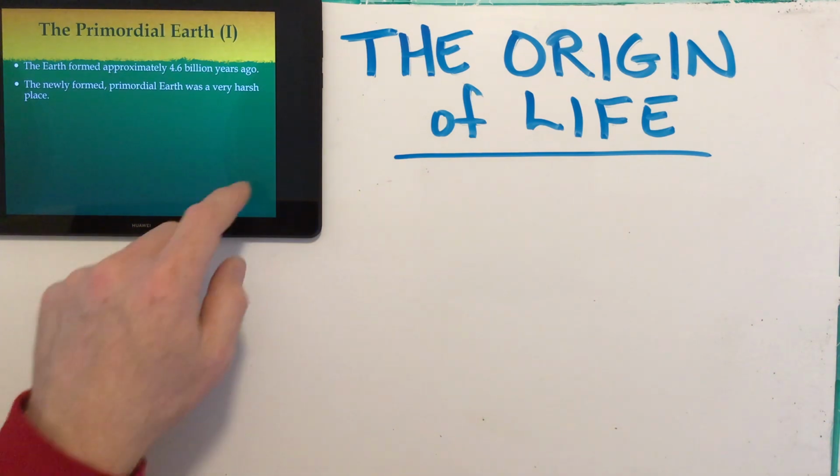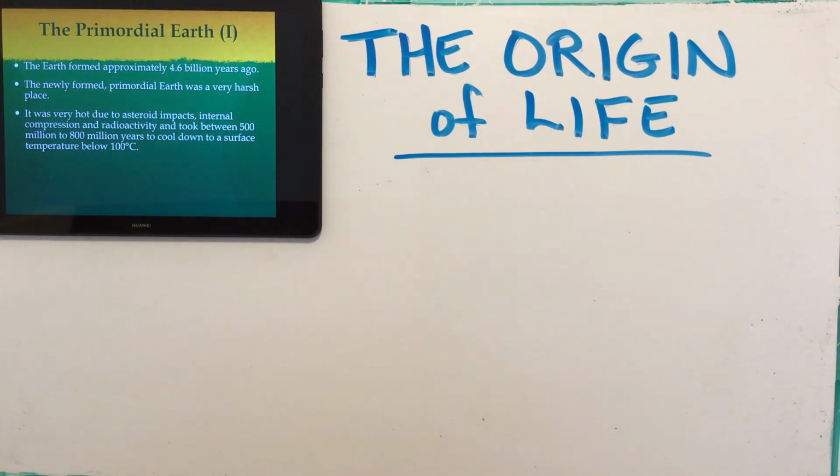So for a long time, there was no life on this planet. When it was newly formed, there was very little of anything that would support life. It was way too hot, way too violent a place. It was so hot because asteroid impacts created a ton of heat, internal compression from all the gravity taking effect on all the molecules that were gathering to form the planet. And then, of course, radioactivity. We didn't have that ozone layer yet. So the radiation that came from the sun would also add a lot of energy to the planet.